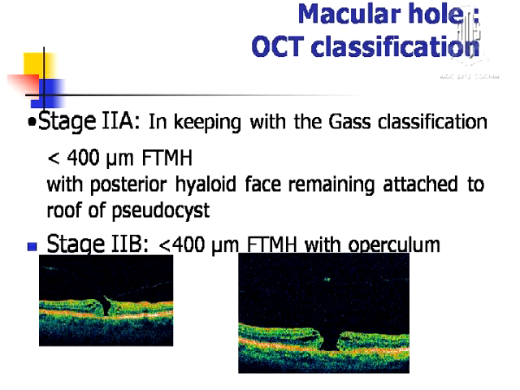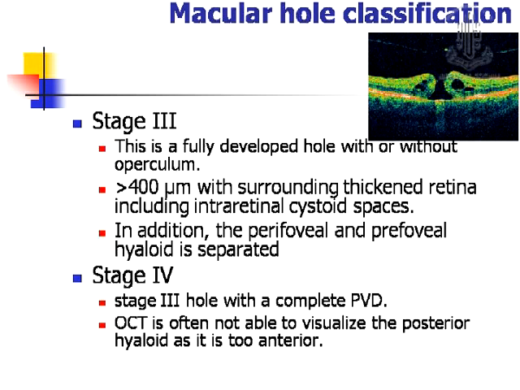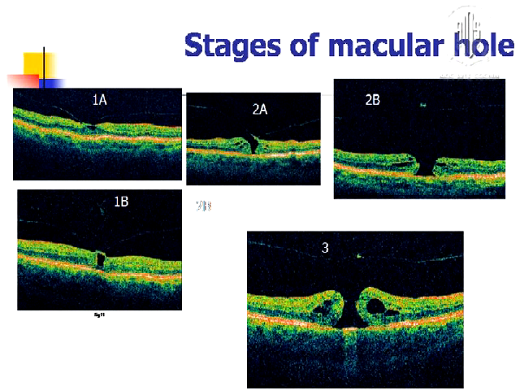Stage 2 is once the hole is a full thickness macular hole, but the size is say less than 400 microns with posterior hyaloid remaining attached. This is stage 2A, and once it has a free operculum, this is stage 2B, full thickness less than 400 microns with free operculum. And this is stage 3, where there is a fully developed macular hole with or without operculum, but the size of the macular hole is bigger than 400 microns. This in a nutshell is summarizing various stages of macular hole.